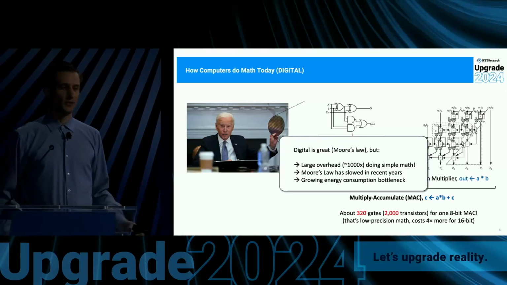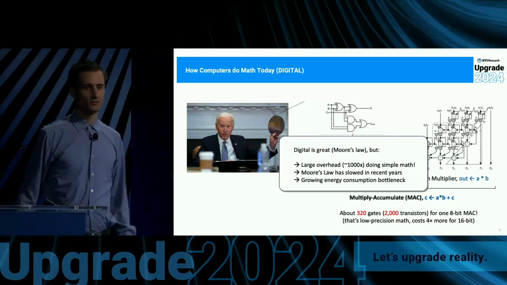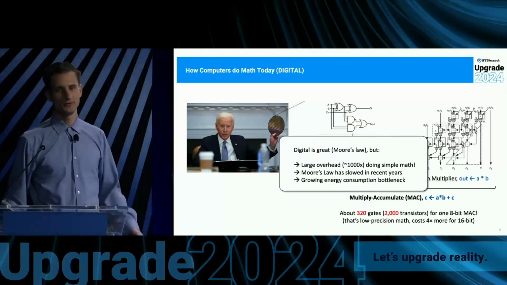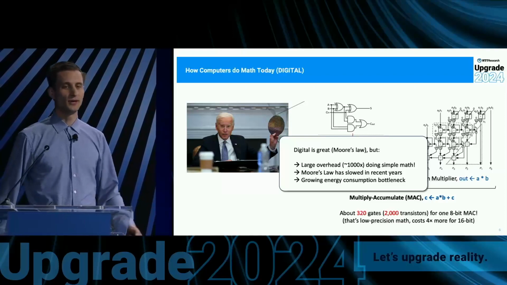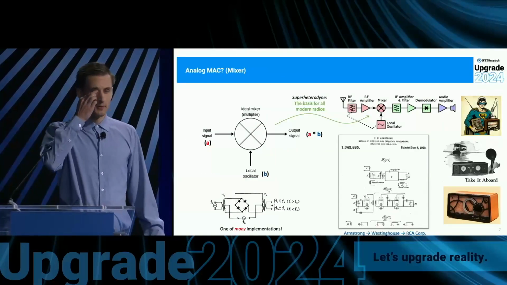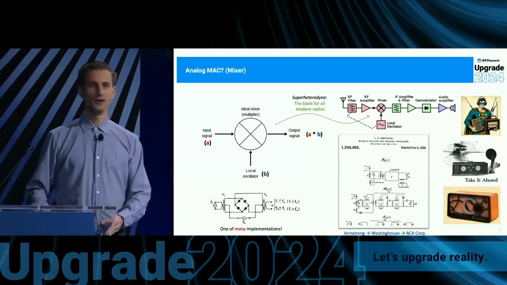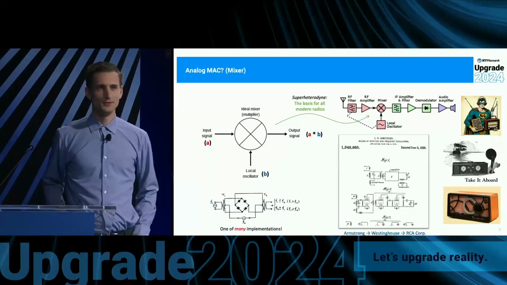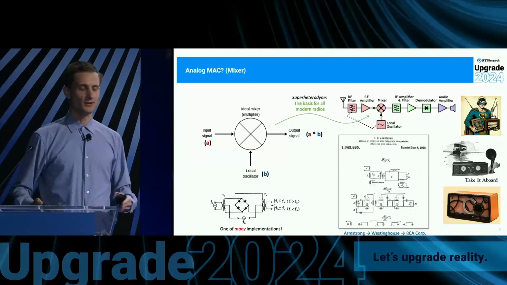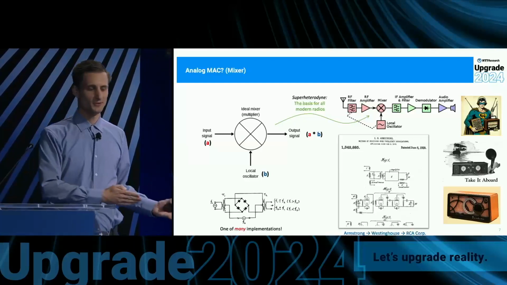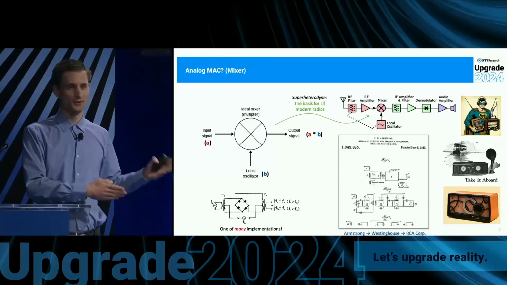Now with Moore's law slowing down in recent years, as well as this growing energy consumption bottleneck for AI in general, the real question is, how do we push forward and think outside the box? Well, one thing we can do is go back to the past and think about what people did before there was digital logic. One example is analog logic, for example, there are these things called mixers, which can be used to multiply voltages.